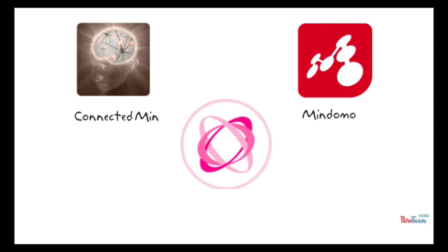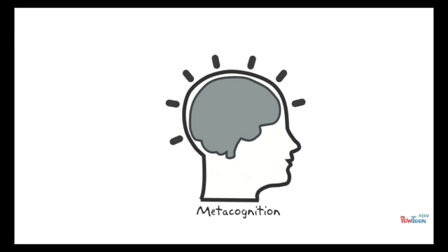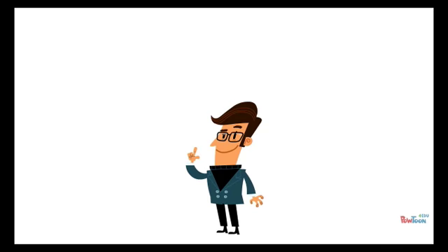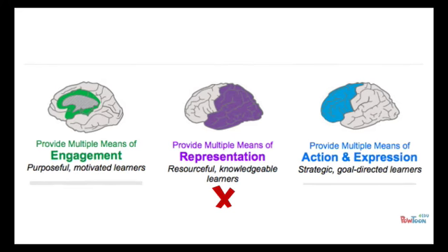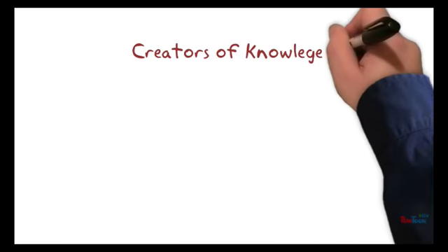Some tools you can use to provide options for comprehension with visual thinking include iOS apps such as Poplet and Inspiration Maps, and Chrome extensions such as Connected Mind, Mindamo, or MindMeister. As you teach, you should also strive to build metacognitive thinking into your instruction. Have students reflect on strategies that help them process information by including frequent self-checks for understanding. Again, the goal is to create resourceful, knowledgeable learners who are creators of knowledge rather than just consumers of information.